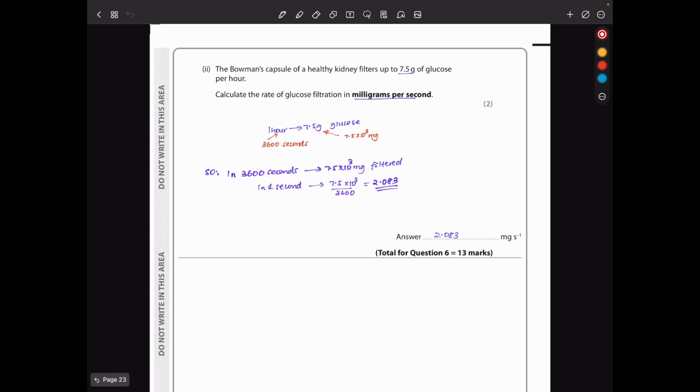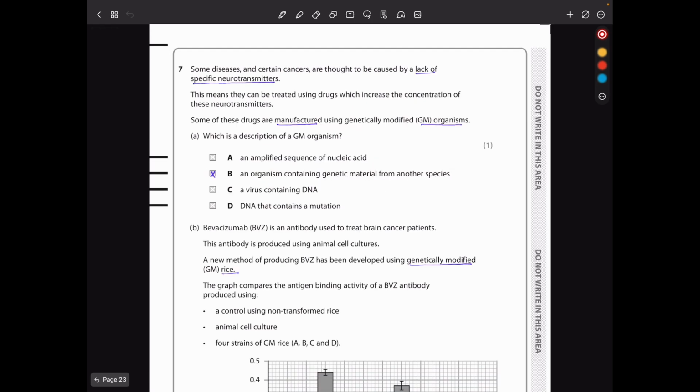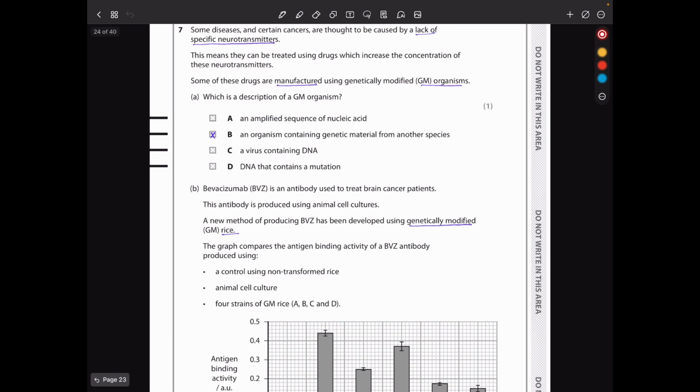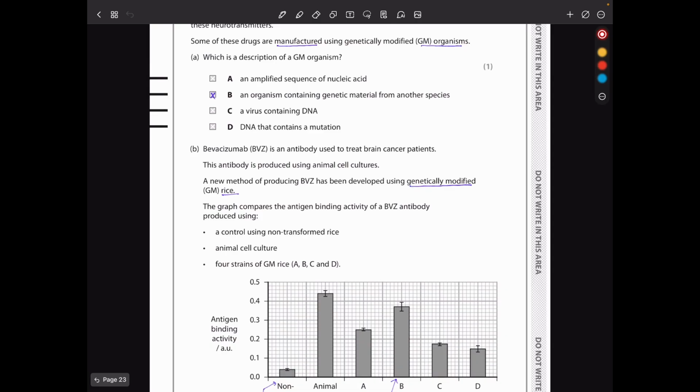And that's the answer. In question 7, some diseases and certain cancers are thought to be caused by a lack of specific neurotransmitters. This means they can be treated using drugs which increase the concentration of these neurotransmitters. Some of these drugs are manufactured using genetically modified organisms, which is a description of a GM organism. A genetically modified organism is one containing genetic material from another species. So the answer is B.